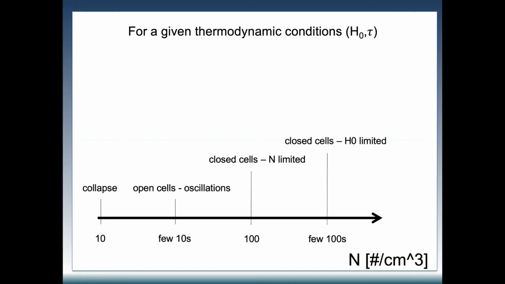And when you increase the aerosol concentration even more, basically it's closed cells, and you get a kind of saturation to the level of the thickness of the cloud. They want to reach H naught. So basically, again, once we are locked on this regime, the system wants to stay in this regime.